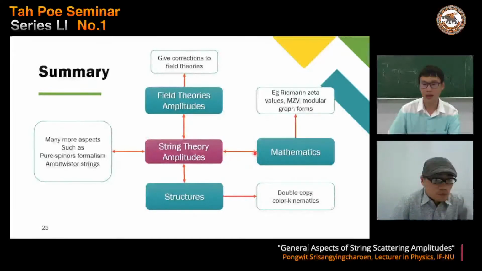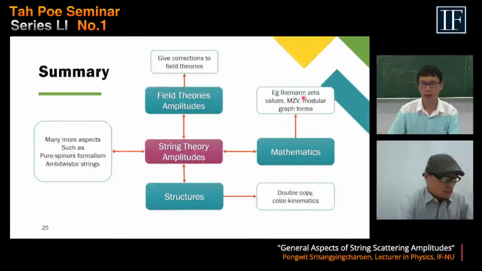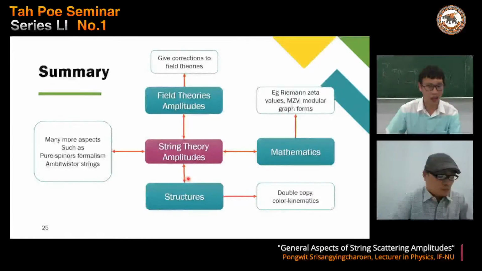And in a mathematical sense, it interplays with the number theory that I mentioned earlier, which can give you Riemann zeta values, multiple zeta values, modular graph forms, and so on, that need to be considered in the future. And it will give you an underlying structure among amplitudes, which is the double copies, or the KLT relation, and the color-kinematics, or the BCJ relation.